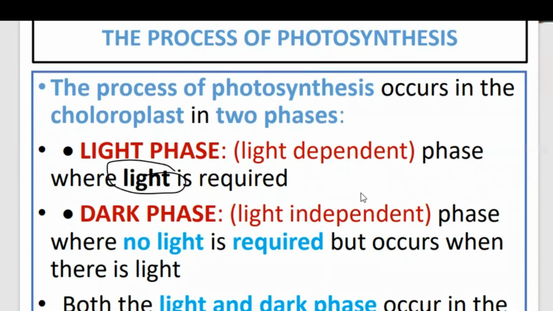It means that the light phase can take place during the day, and then during the night, the dark phase can take place, because at night there is no sunlight. So the dark phase, the light independent phase, is where no light is required, meaning that it occurs when there is no light.